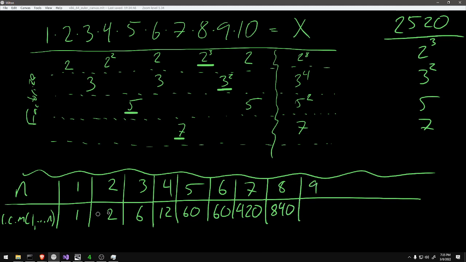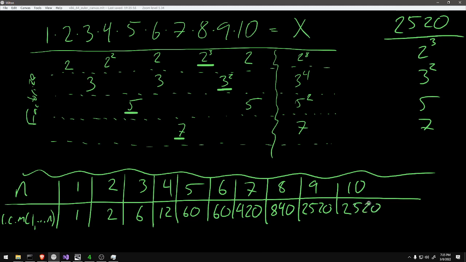9, again, there's only one multiple of 3 living in there, and we just got a new multiple of 3 that we've never seen before in 9. So I can put in an extra 3, 840 times 3. That makes it 2520. And when I put in 10, this is already divisible by a 2 and a 5, so it doesn't need to change at all.